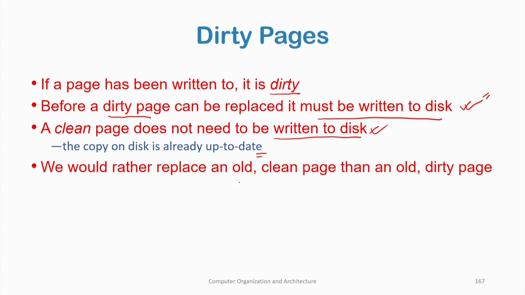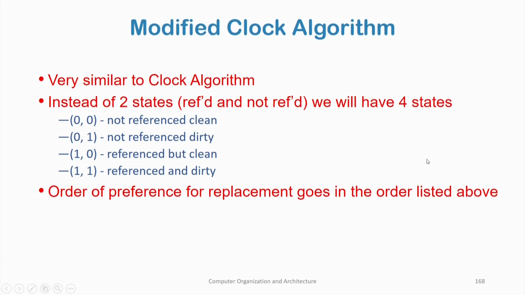You would rather replace an old clean page than an old dirty page. So, I want to choose an old clean page over an old dirty page. This is the basis of the modified clock algorithm, the modified second chance algorithm. Here it is very similar to the clock algorithm. I similarly use a circular queue, keep the pointer to the last search and then start the search from there.